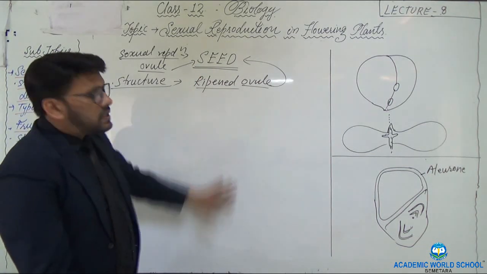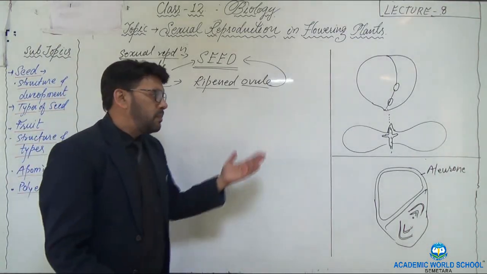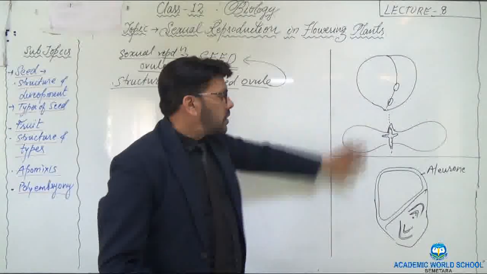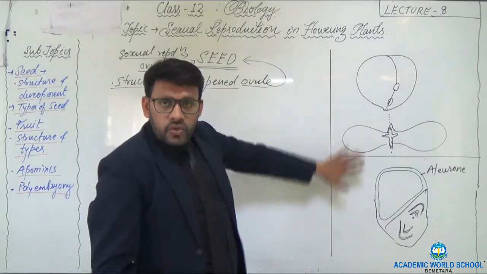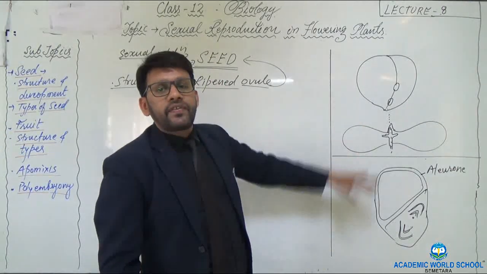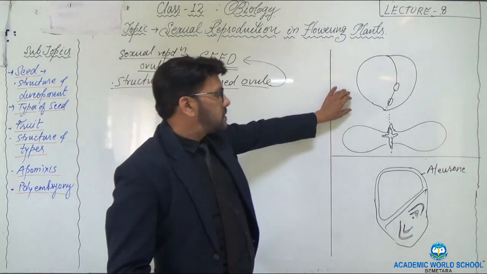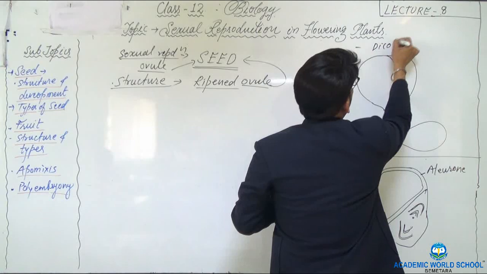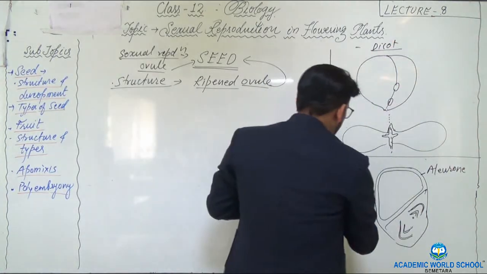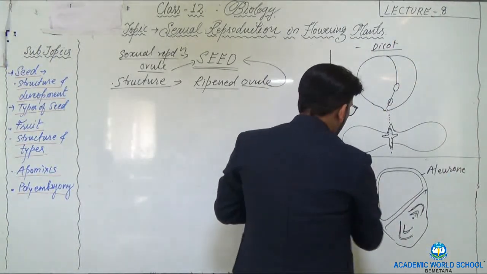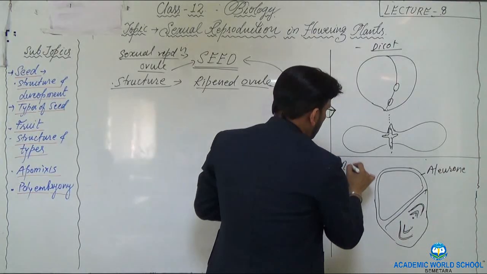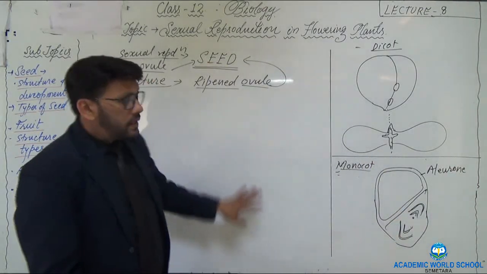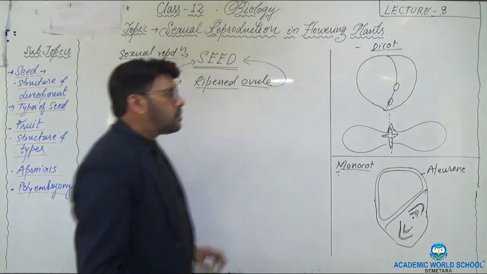Understand? If you see the structure of any seed, that may be the dicot seed or the monocot seed. So here I have drawn two different diagrams to show you the two different types of seed. One depicts the dicot. So this is the structure of the dicot seed and this is the structure of the monocot seed. Yes, so let's begin.